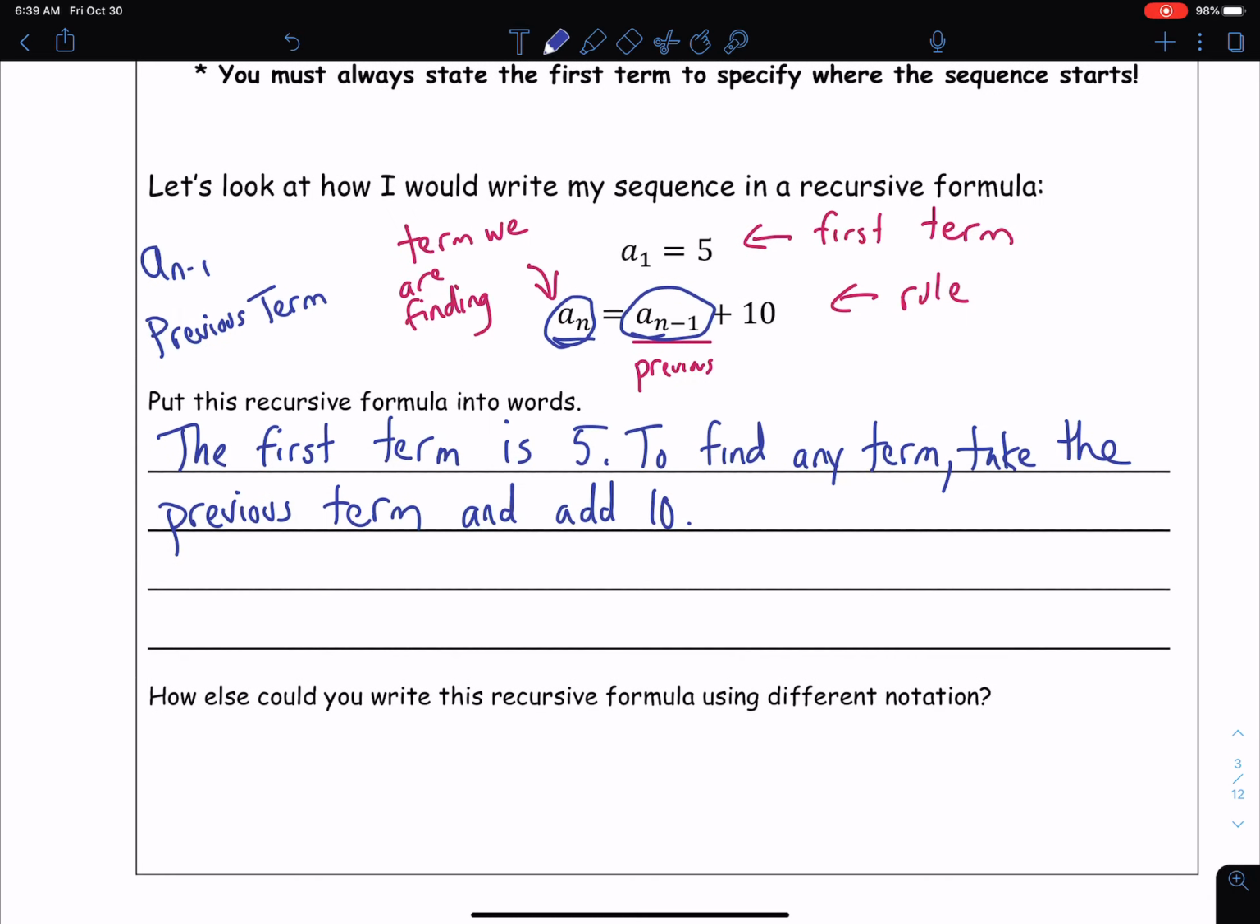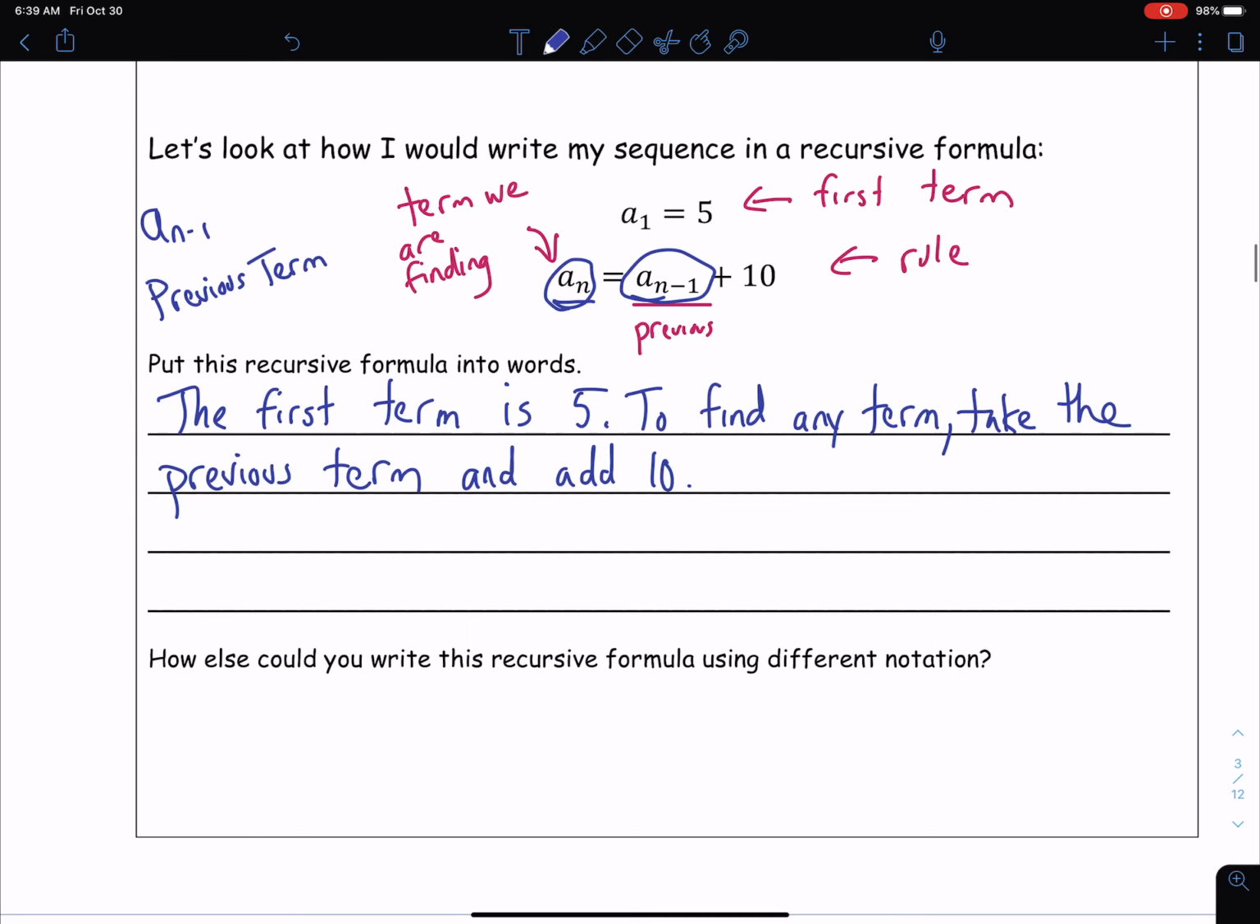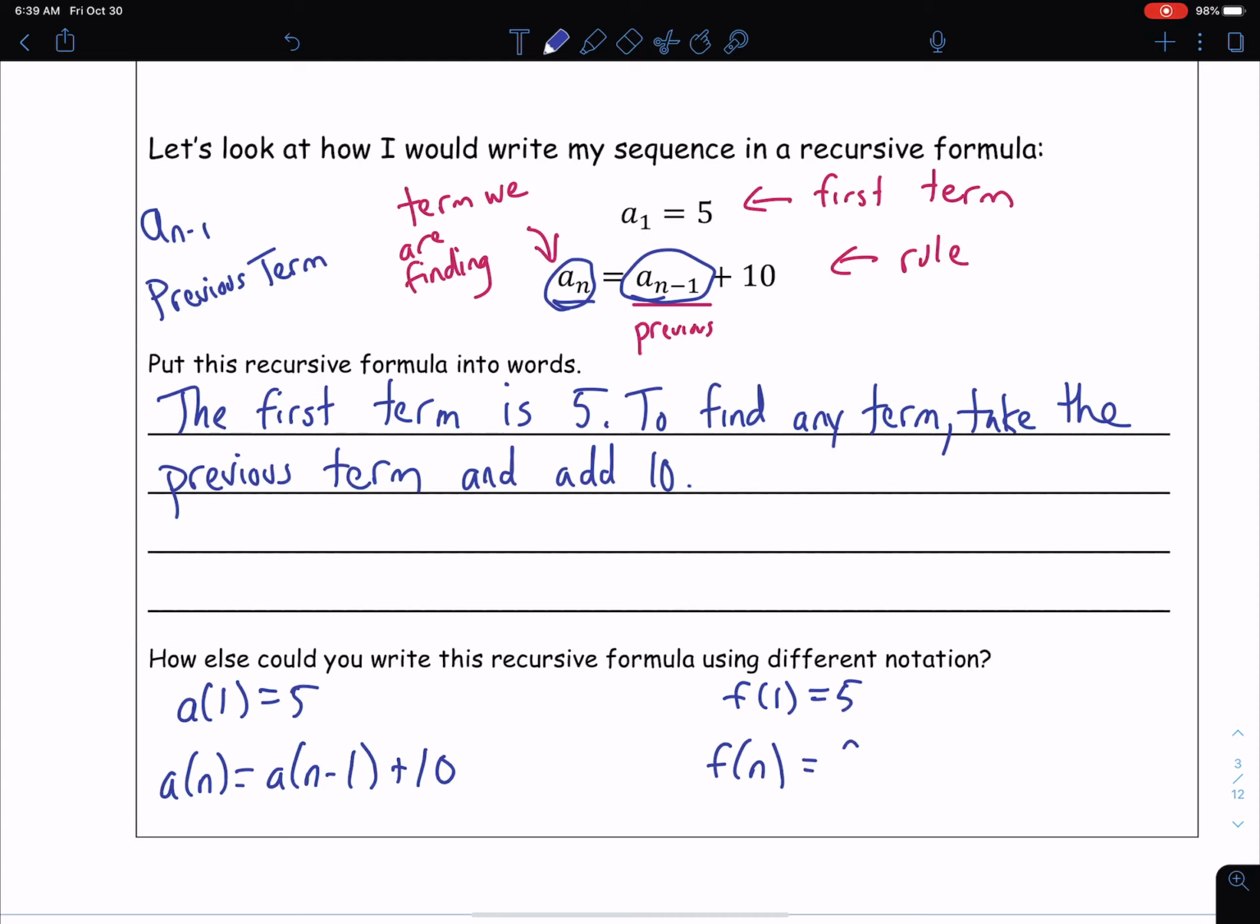And how can I put this in different notation? Well, we could use the A1 in function notation. So we could say A1 is equal to 5, and then A n is equal to A n minus 1 plus 10. Or we could also use function notation: the first term is 5, and then f of n is equal to the previous term, so it'll be f of n minus 1 plus 10. So that's two other ways you will see this written. I want to make sure everyone's good with using all three kinds of notation, because you're going to see them all. Let's go to the next page.